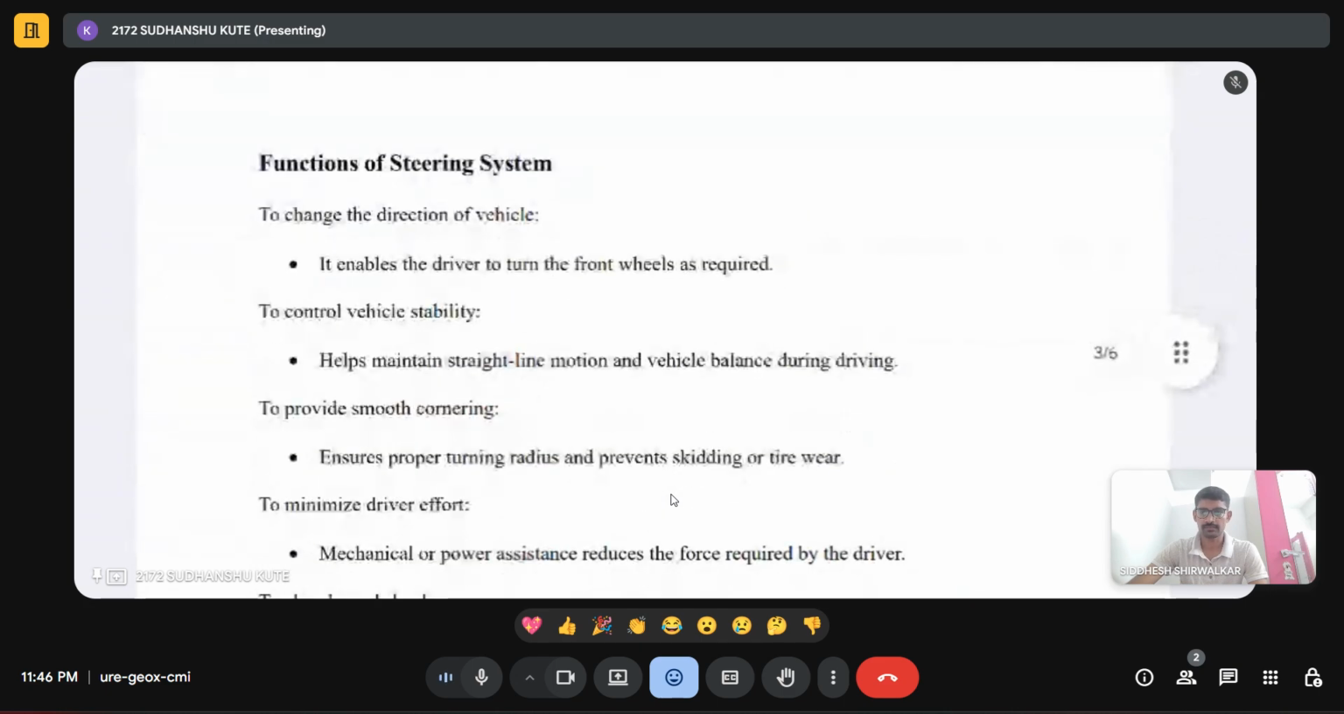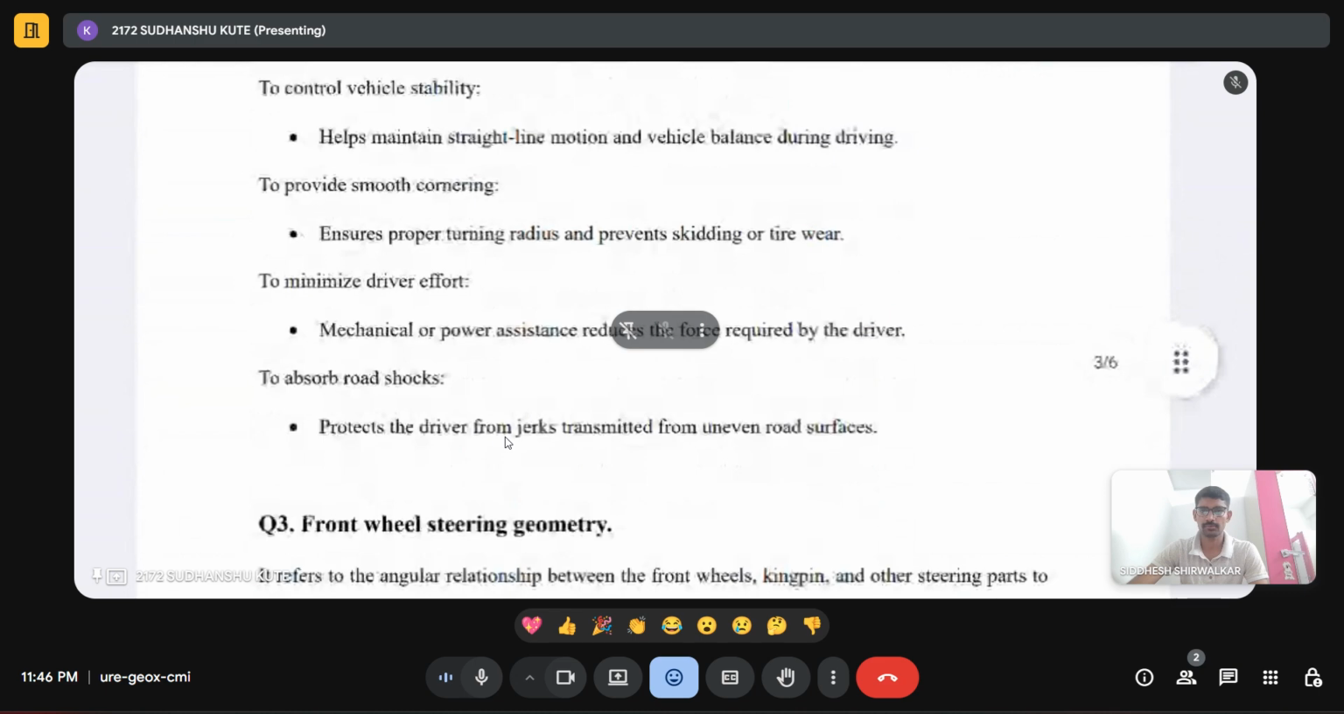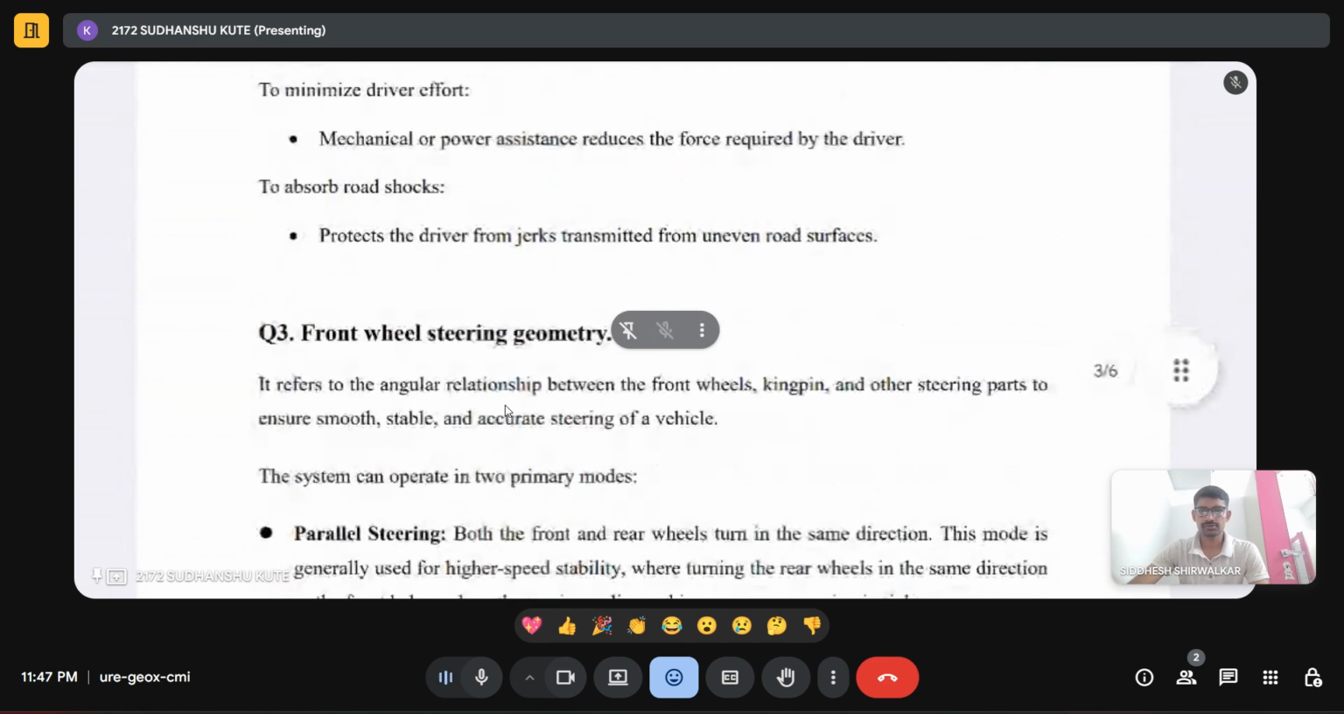Functions of the steering system: to change the direction of the vehicle, to control vehicle stability, to provide smooth cornering, to minimize driver effort, and to absorb road shocks. Front wheel steering geometry refers to the angular relationship between the front wheels, kingpin, and other steering parts to ensure smooth, stable, and accurate steering of a vehicle.